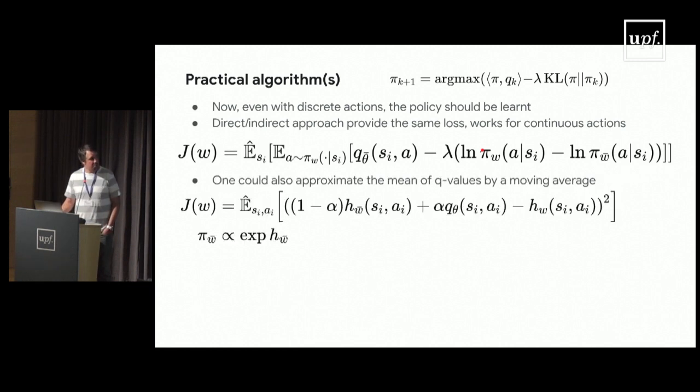It's not the best possible approach. Another approach would be to say, I know that I should be softmax according to the sum of Q functions, so let's try to learn this sum of Q functions using a neural network. Basically, I try to fit H on (1 minus alpha) times the previous H, plus alpha times the Q value, which is a moving average instead of having an average of the Q functions.